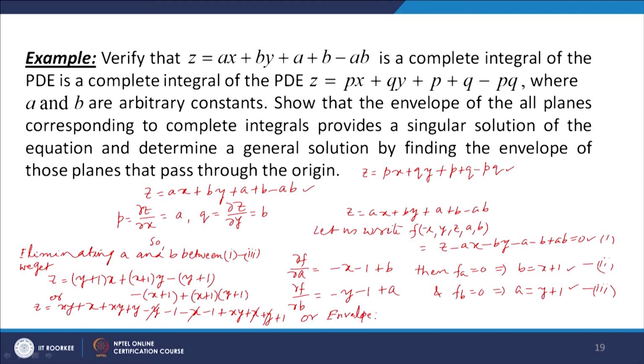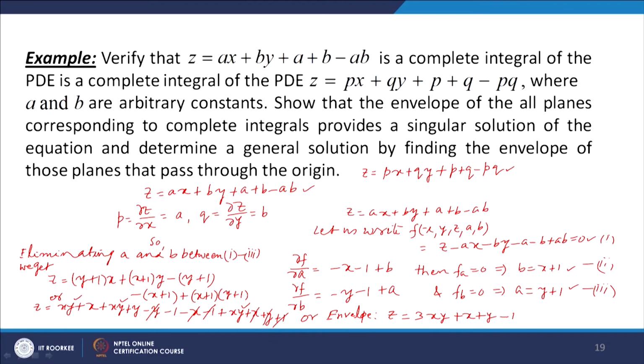z equal to xy, xy, xy, so we have 3xy, and then we have x plus y, and 1 we can cancel with 1 here. So we have z equal to 3xy plus x plus y minus 1. So this is the envelope of all the planes corresponding to the complete integral. This is the singular solution of the equation.